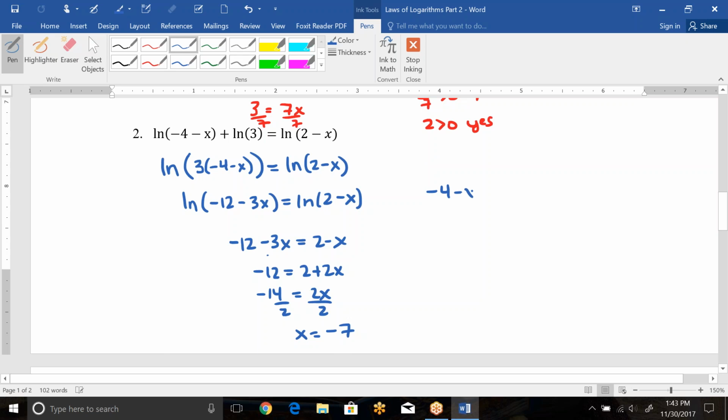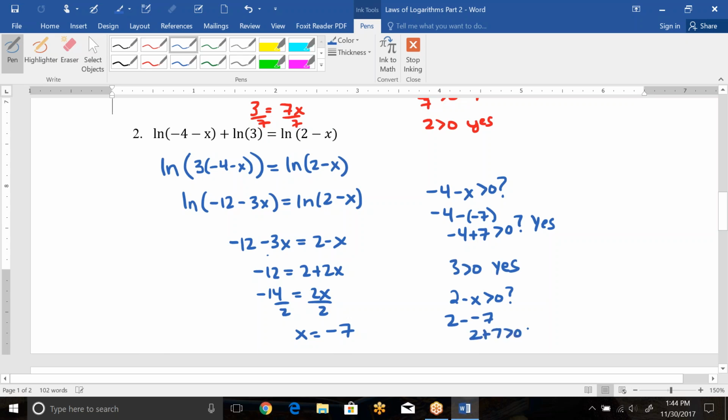So negative 4 minus x, we want to know, is that greater than 0? Well, negative 4 minus a negative 7, that'd be negative 4 plus 7, and that's going to be positive 3. So yes, that is greater than 0. 3 by itself is already greater than 0. That's the argument on the second log. And then 2 minus x greater than 0. 2 minus negative 7 will become 2 plus 7, which is greater than 0. So yes. So as long as it checks out in each piece of the argument, we say that it is a solution to the log equation.